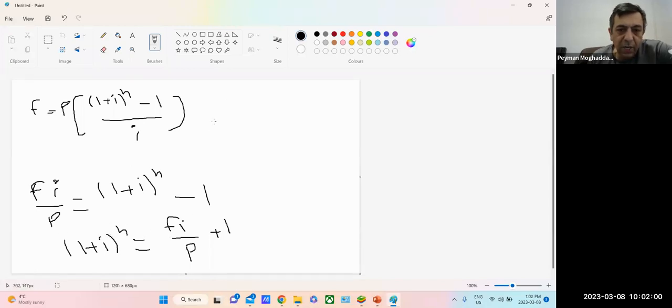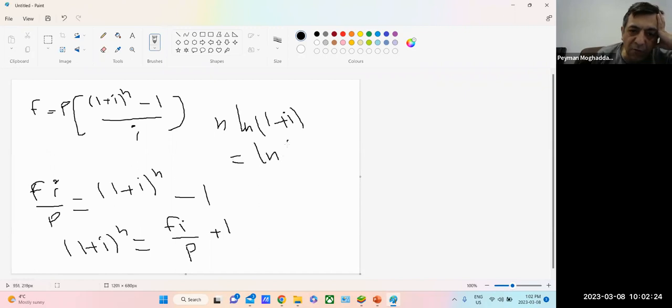Okay, so it's going to be n times the natural logarithm of (1 + i). Yeah, because the natural logarithm of (1 + i) to the power of n is going to be n times the natural logarithm of (1 + i), right? So that's equal to the natural logarithm of 1 plus (i times FV) divided by PMT.